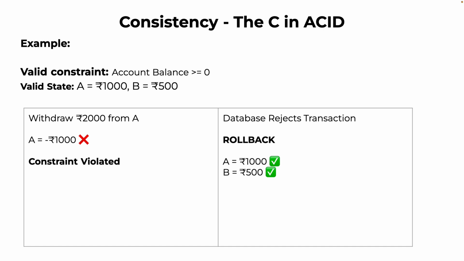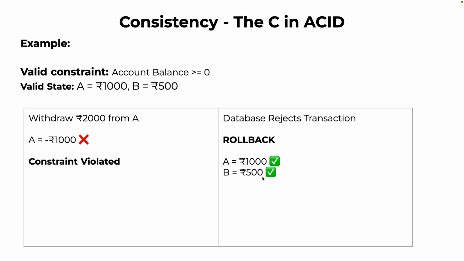To prevent this, the database uses constraints. For example, we can define a check constraint which will ensure that the balance is always greater than or equal to 0. When a transaction attempts to break this rule, the database rejects the transaction. So in this example, the transaction is rejected because once you execute this particular query, your account balance will become negative, which violates this valid constraint. So the transaction is rejected, and that is the reason it got rolled back.